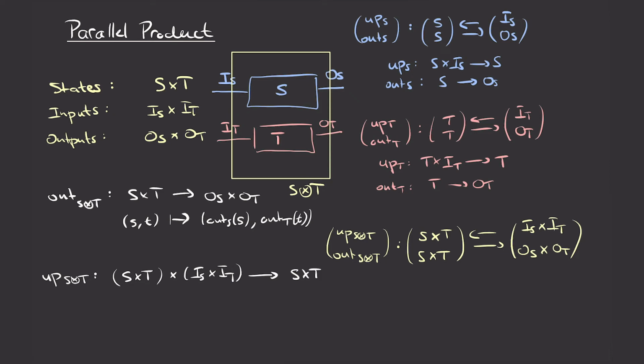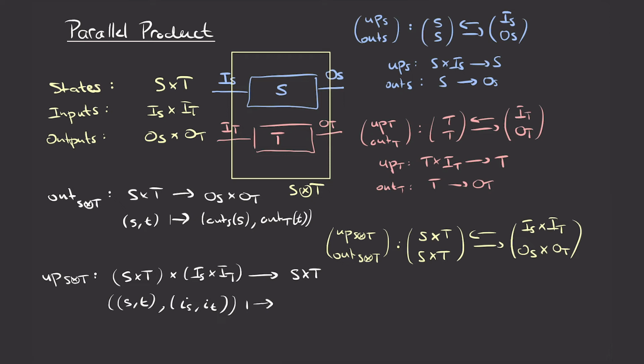Okay, so what are elements in this domain? Well, we have a pair small s small t as a state. Then we have another pair, which I'll call is it, which are a pair of inputs, one from is and one from it. And we have to map this element to a pair of one state in S and one state in T. So let's look at this picture to see what the natural thing to do would be.